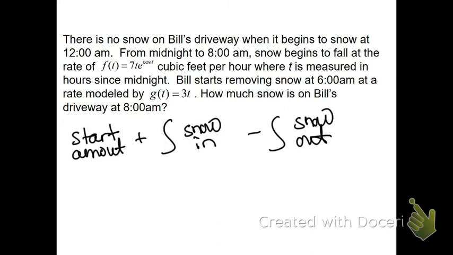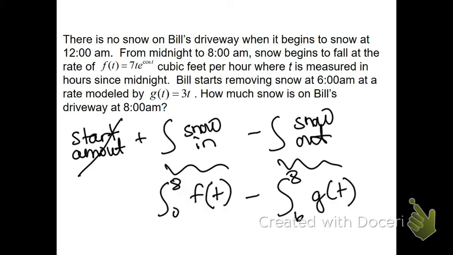Okay, so same idea. Whatever amount started on the ground, we would write that first, but this is 0. There was nothing when it started. And then how much total fell on the ground and how much total got shoveled out. Okay, so now make sure you get your correct equations in the right spots and the correct bounds.